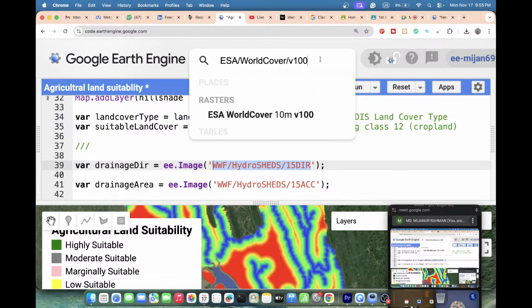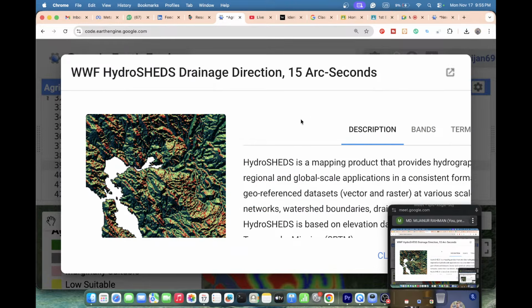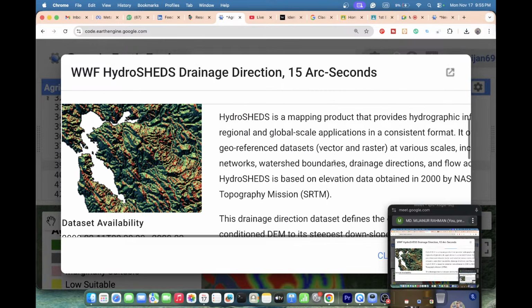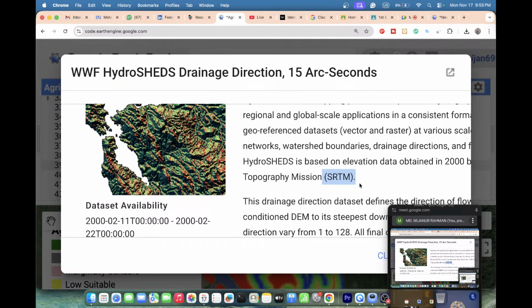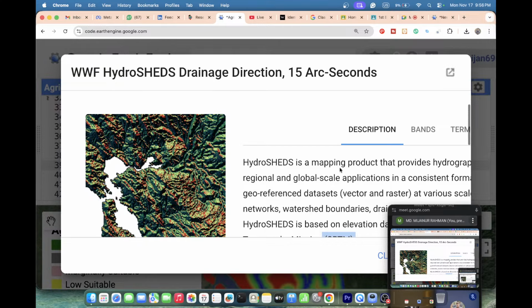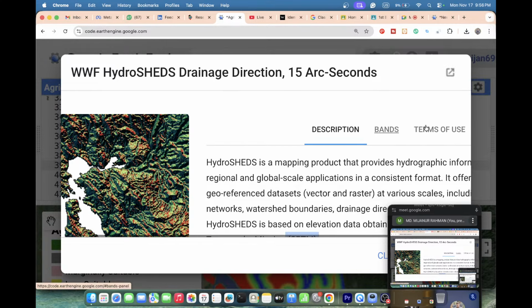HydroSHEDS flow direction. Okay, this is the drainage direction we find out. It's globally available, and it's generated from the DEM data. Suppose we already know about that, we can easily download the DEM data and further use this DEM data and some process, suppose flow accumulation, then flow direction, and then we compute the drainage direction or river network. We can compute it, but this time it's a ready-made data set. We can easily get the HydroSHEDS drainage direction or river network.